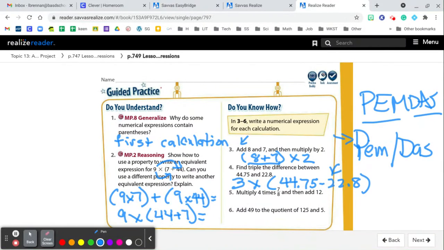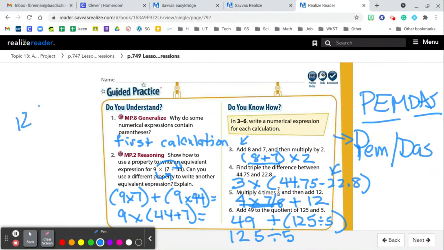Now in this one, we can use order of operations. 4 times 7/8 plus 12. We don't need parentheses because we know we're always going to multiply first. So we'll always be doing this part first. Add 49 to the quotient of 125 divided by 5. 49 plus 125 divided by 5. Or you can even write this one, 125 divided by 5.